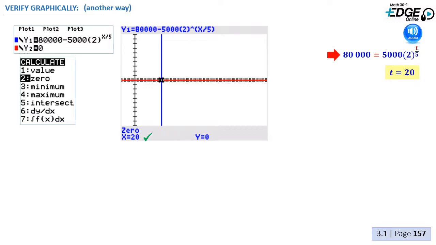So you can calculate that one of two ways. Make y2 equal to 0 and use second calc intersect, or simply calculate the 0 of y1. Here we see in both cases it will show that answer as being 20 and 0.